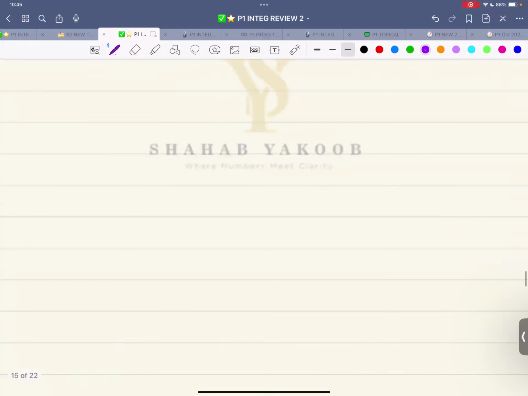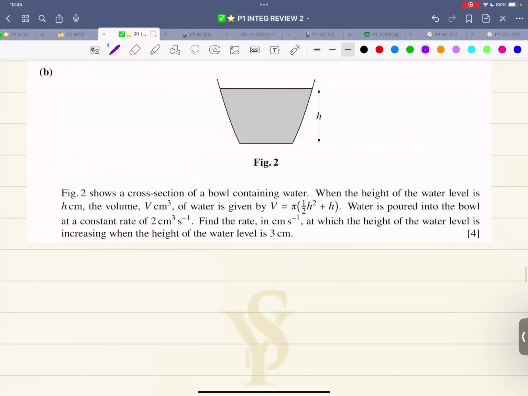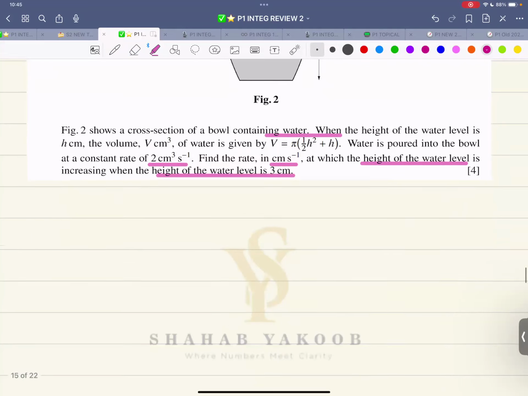All good, all clear. Now, this one is something else. This is differentiation. Let's also solve this one out. It says figure 2 shows the cross section of a bowl containing water. When the height of the water level is h, the volume of water is given by such and such, so it's the same volume that they are using from before. Water is poured into the bowl at a constant rate of 2 centimeter cube per second. Find the rate in centimeters per second at which the height of the water level is increasing when the height of the water level is 3 centimeters.